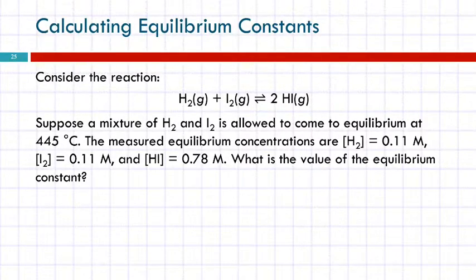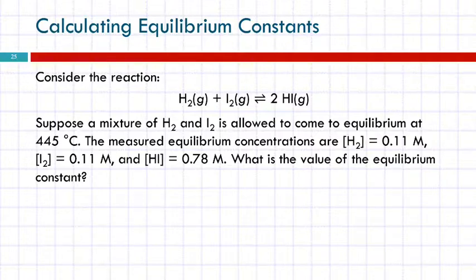So let's look at this reaction. Hydrogen plus iodine forming hydrogen iodide. So suppose a mixture of H2 and I2 is allowed to come to equilibrium at 445 degrees Celsius. The measured equilibrium concentrations are: the H2 concentration is 0.11 molar, I2 is 0.11 molar, and HI is 0.78 molar. What's the value of the equilibrium constant?